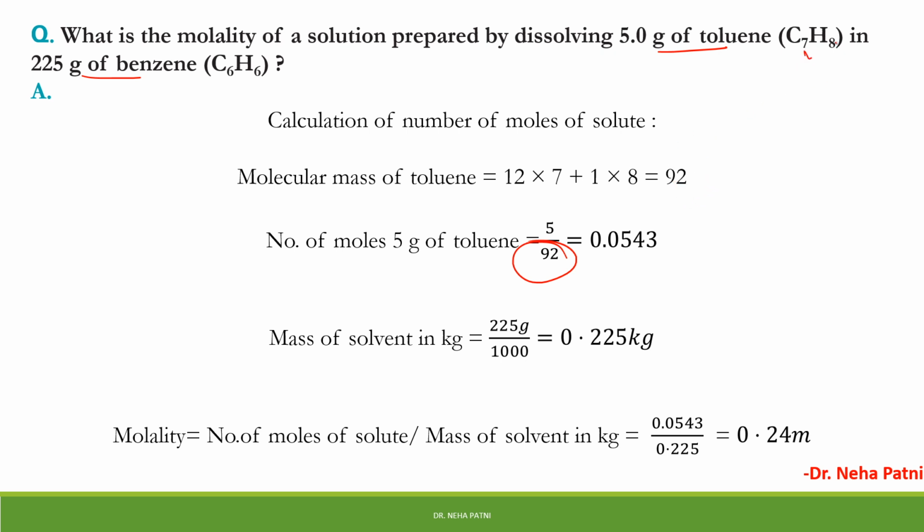Formula is given to you for your easy reference, and then once it is done, moles of solute is already done. Now mass of solvent in kg, it is already given in grams. So you just have to divide it by 1000 to get it in kgs. And as per the formula, number of moles of solute divided by mass of solvent in kg will give you the molality. Don't forget the unit, either a small m or moles per kg, right? While in case of molarity, it was capital M, right?